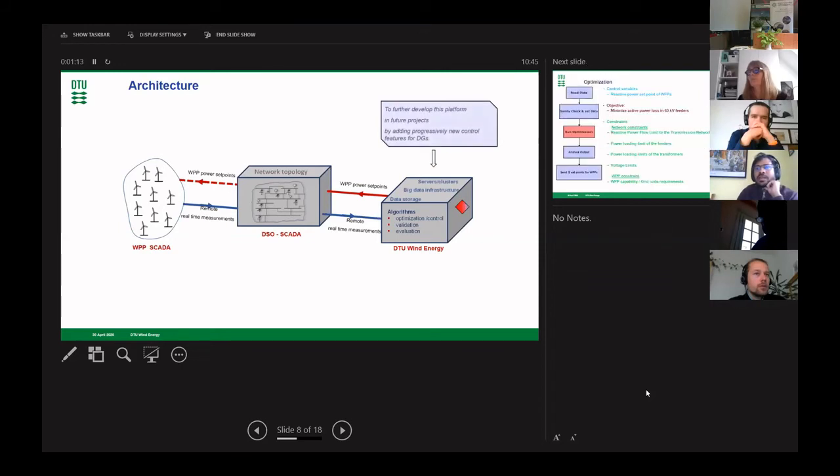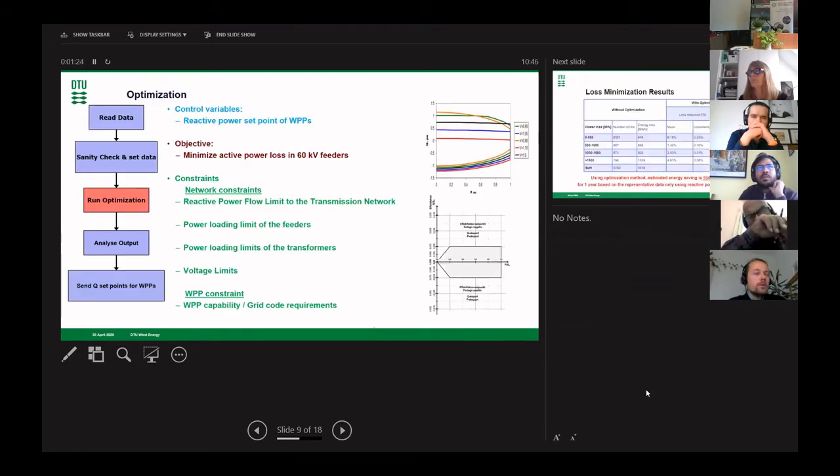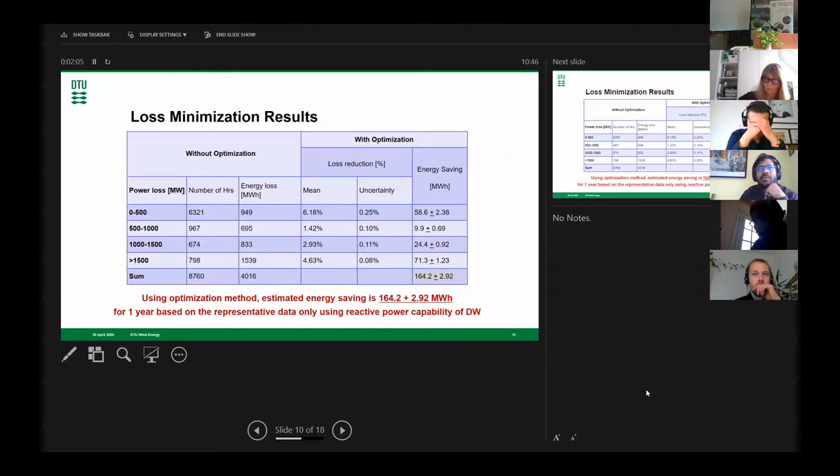And we have the interest at DTU Wind Energy to keep continuing this platform, bigger and in more detail, in the future as well. So what was the optimization? It was mainly the reactive power set points of the wind turbines which we were controlling, and we were minimizing the active losses in the 60 kilovolt network. There were a couple of network constraints and wind power plant constraints, but we were also checking that this is something the grid code asks to have as capabilities, but the wind turbines generally have much bigger capabilities. So what is the benefit of using the bigger capabilities of the wind turbine as opposed to what the grid code is asking, which is generally a subset of the capability of the wind turbines?